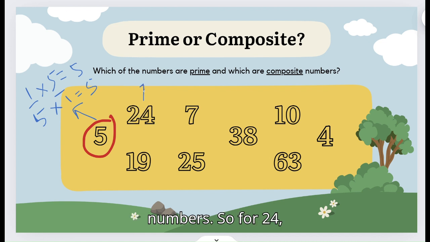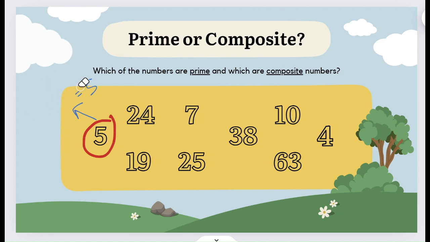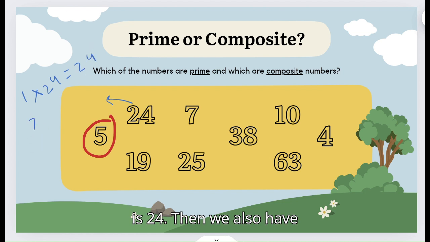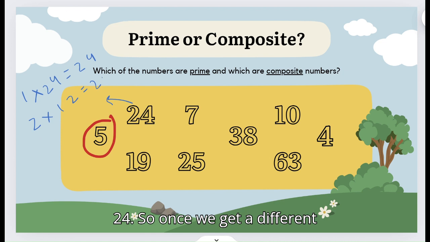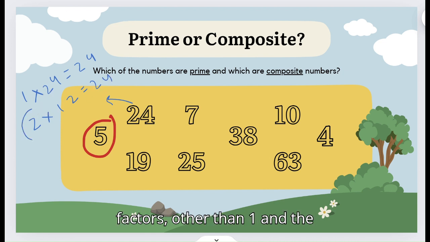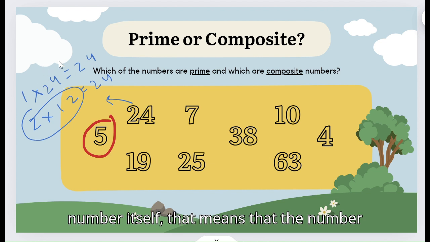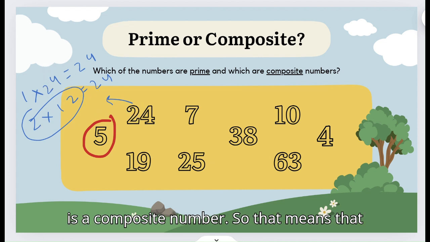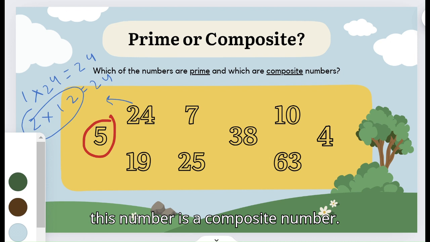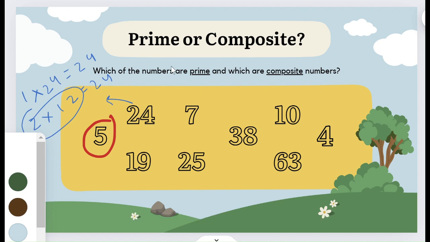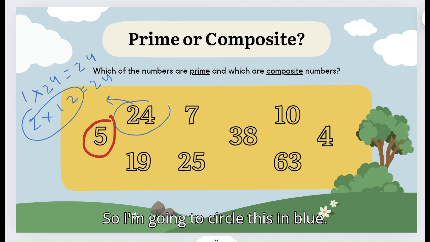So for 24, we don't have space over here. Let me just erase this part here. If you look for the factors of 24, you can see that 1 times 24 is 24. Then we also have 2 times 12, which is 24. So once we get different factors other than 1 and the number itself, that means that the number is a composite number. So I'm going to circle this in blue.